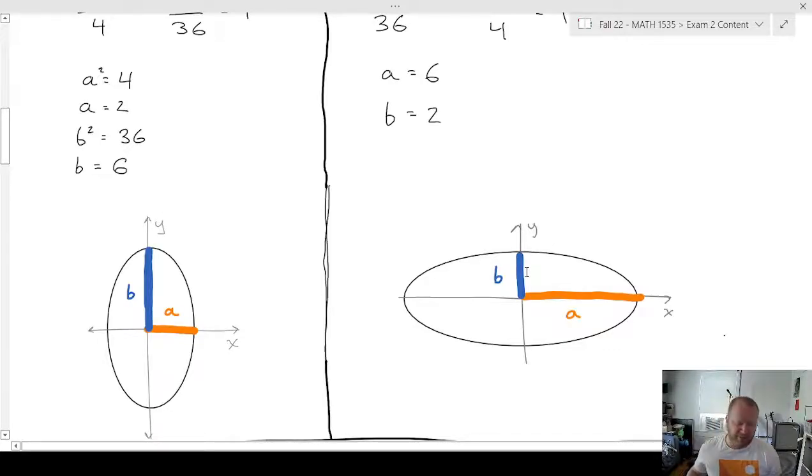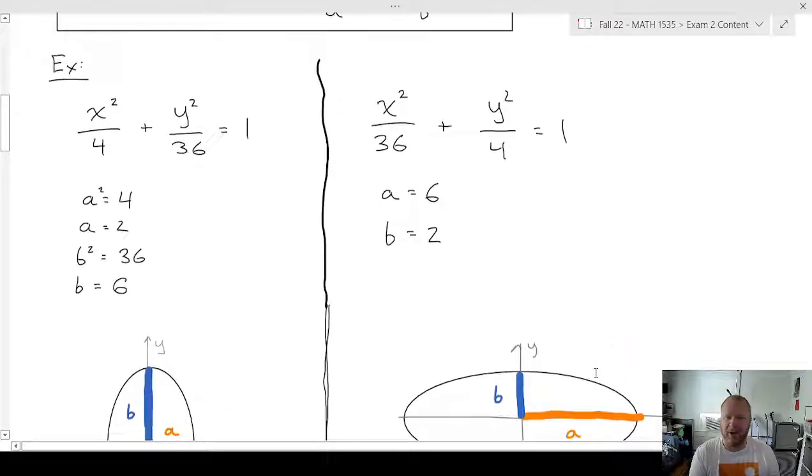If you see some reference to major and minor axis on here, that just means the larger of the two axes is called the major and the smaller is called the minor. So on this one on the left, y, and by extension b, is the major axis, a is the minor. Over here, b is the minor axis, a is the major axis.